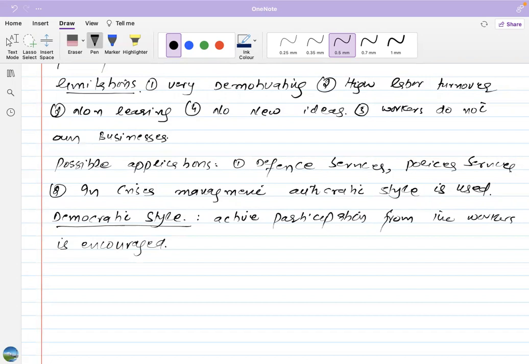Workers and managers combinedly involve themselves in the decision-making process, and whatever decision is taken, it is taken combinedly. That's why, if we talk about the features of the democratic style of leadership, participation is encouraged. Two-way communication.